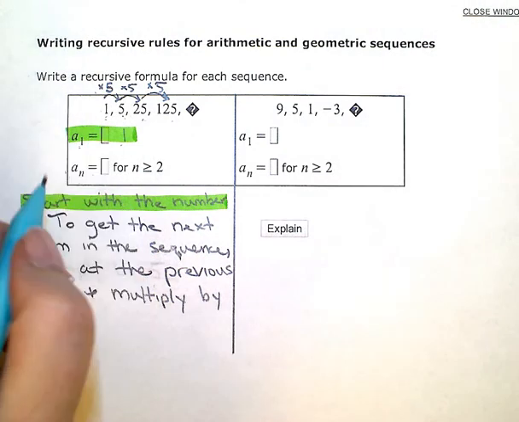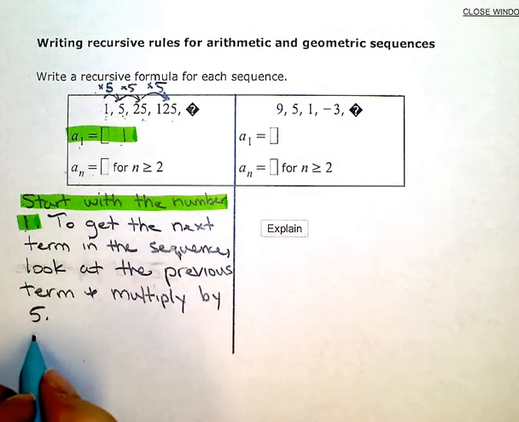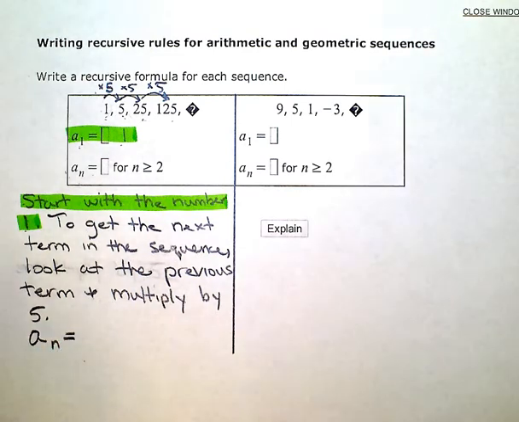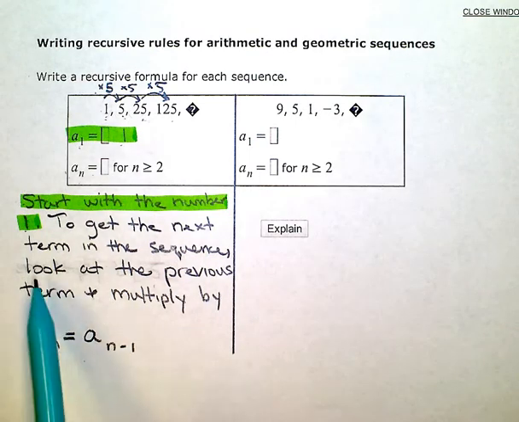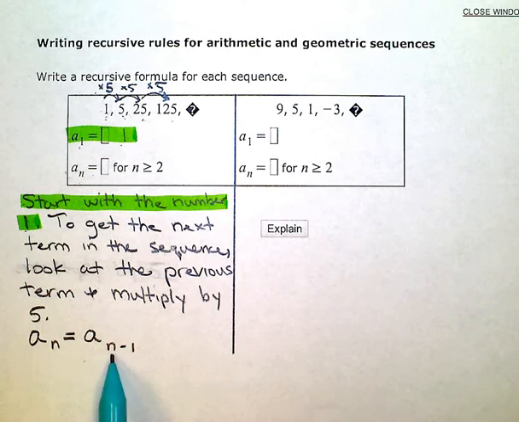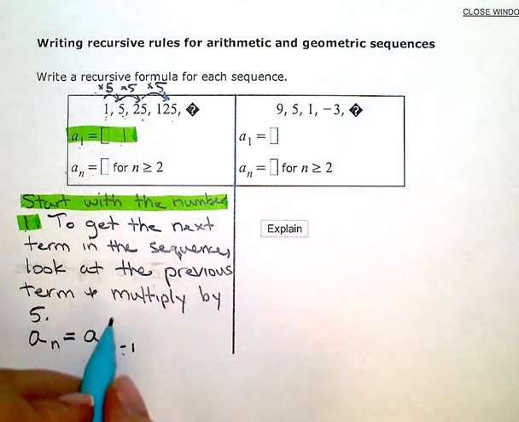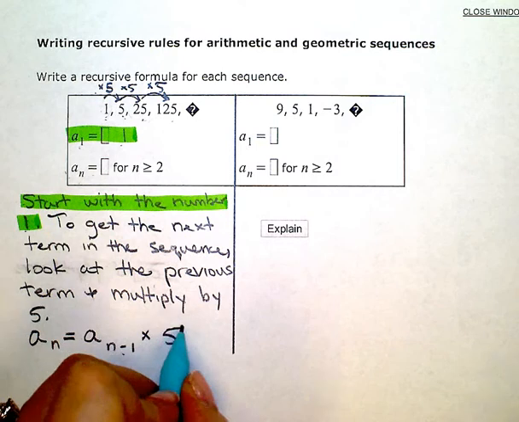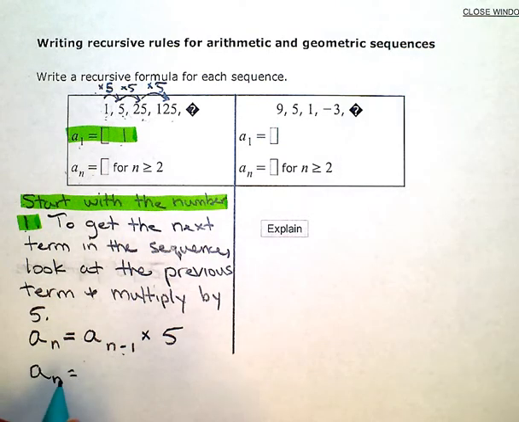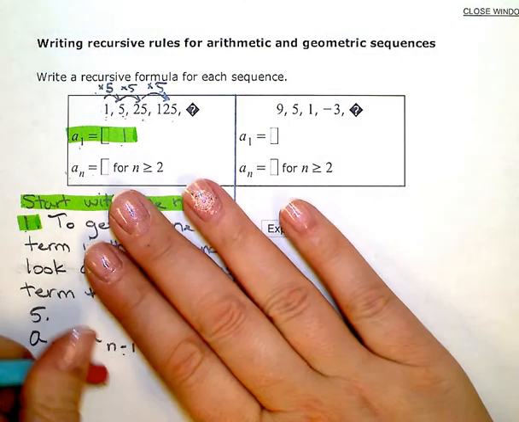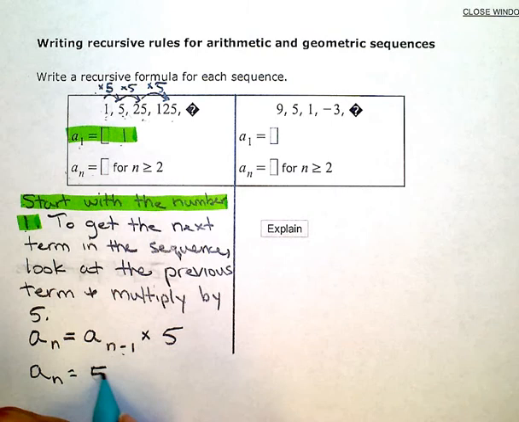So what this is going to be is a sub n is equal to, look at the previous term, symbolically looks like this. Okay, look at the previous term. In other words, go back one, look at the value of the term just before, or term number n minus 1, and multiply by 5. So symbolically, this says exactly what this says in words. I could also write it like this. A sub n equals, well, excuse me, if I wanted to put the 5 first, I could put 5 times a sub n minus 1, like that.